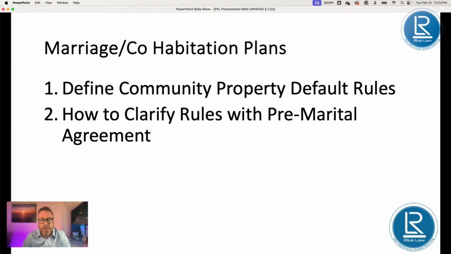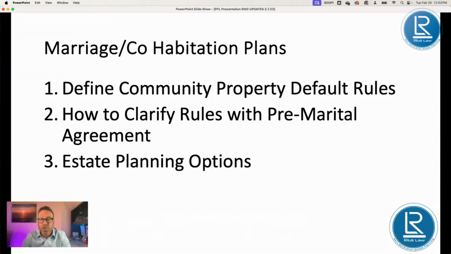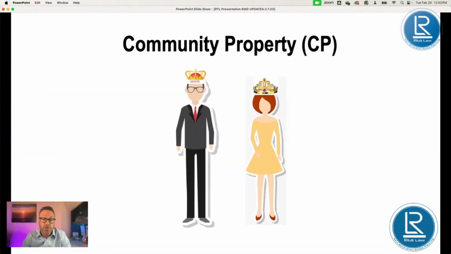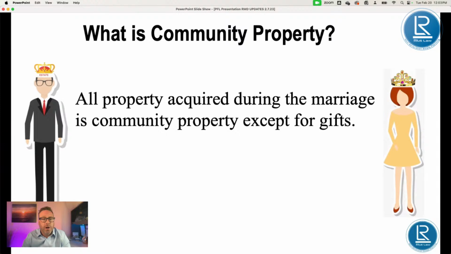So first, let's define the community property rules. Then we'll talk about the prenups, and I'll show you an estate planning option that I like to use for couples that are into a second relationship or coming into a relationship with assets and children. So community property, it's all property acquired during the marriage except gifts. So everything that you acquire during the marriage by default is community property unless it's a gift.